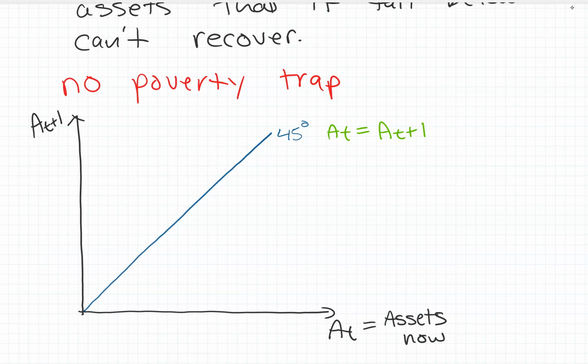So let's suppose our assets today help influence our productivity for tomorrow. That's the idea. So let's suppose our function of how today's assets determine tomorrow's assets looks like this. Then there's no poverty trap. And so, well, why is there no poverty trap? Well, that's because today's assets, so like say now here, mean we're going to have more assets in the future. So they're going to grow.